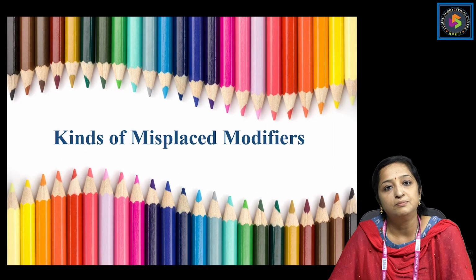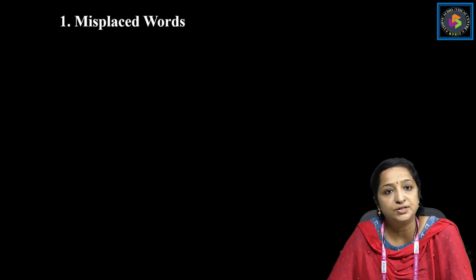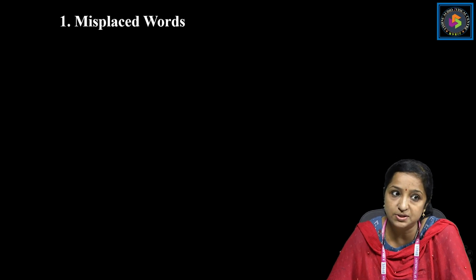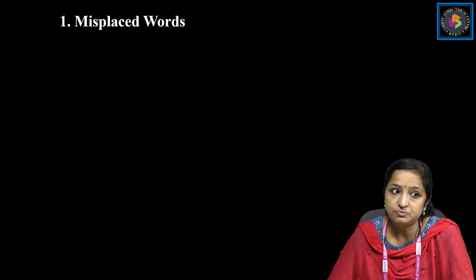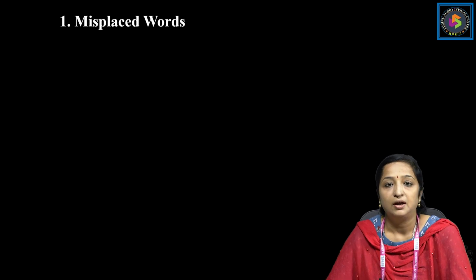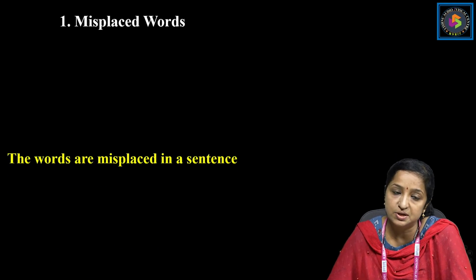Now, let us go with the different kinds of misplaced modifiers. Here we have five kinds of misplaced modifiers. First is misplaced words, then misplaced adjectives, misplaced adverbs, misplaced phrases, and misplaced clauses. Now, let us move to the first one, that is misplaced words.